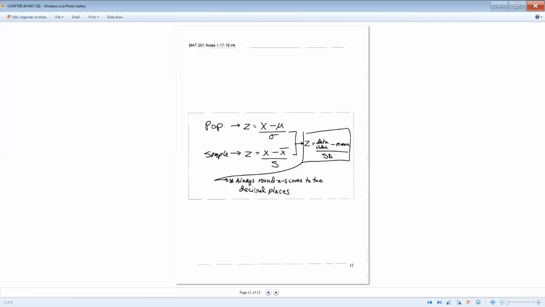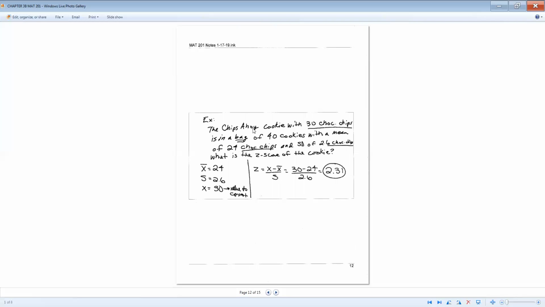This is how we will calculate it. If it's the population or if it's the sample, it will be calculated the same way, just using different symbols. It's the data value minus the mean over the standard deviation. And we're always going to round our z-scores to 2 decimal places. So once again, the data value minus the mean over the standard deviation.